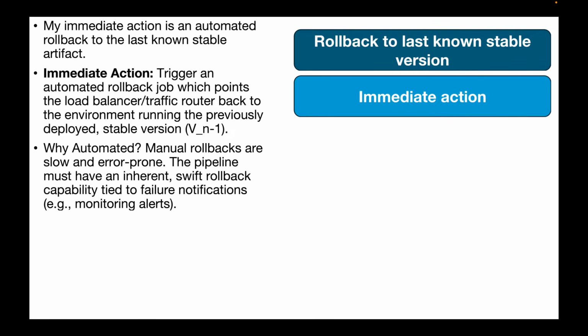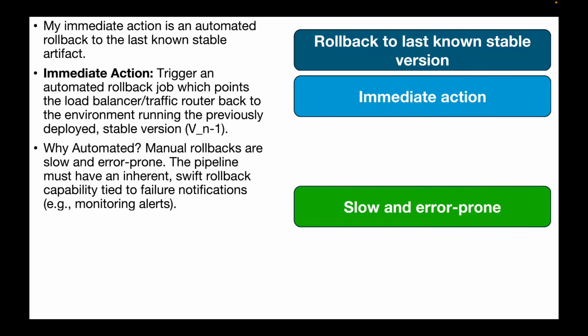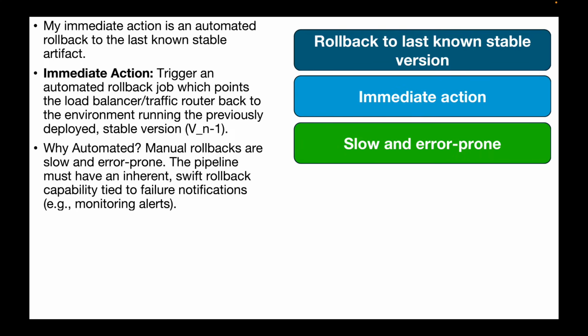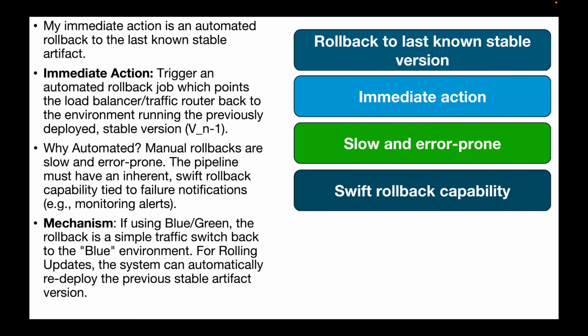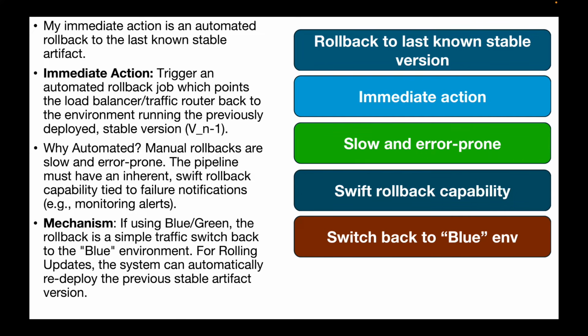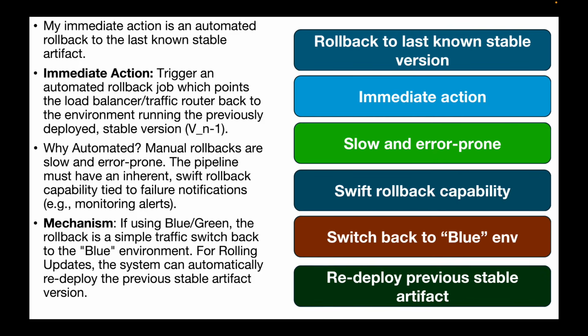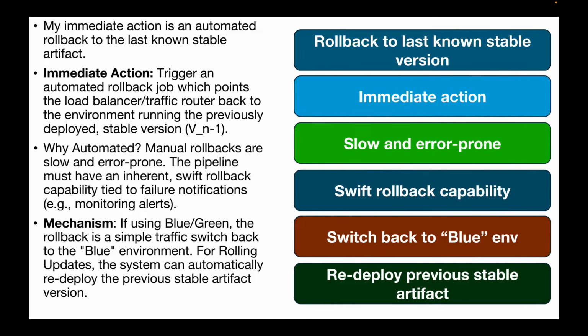Why do you want to automate this? Because manual rollbacks are very slow and error prone. The pipeline must have an inherent swift rollback capability tied to failure notifications, like monitoring alerts as well. So if you are using blue-green deployment, the rollback is very simple. You're just going to switch the traffic back to the blue environment. For rolling updates, the system can automatically redeploy the previous stable artifact version.